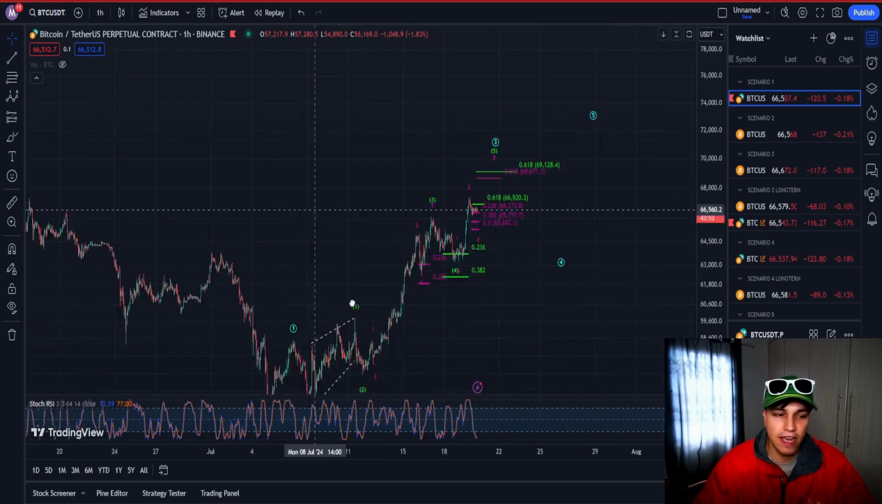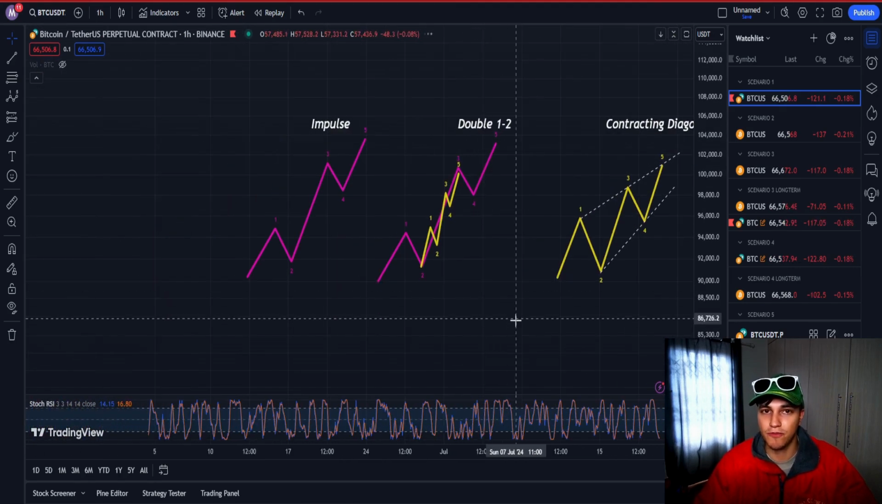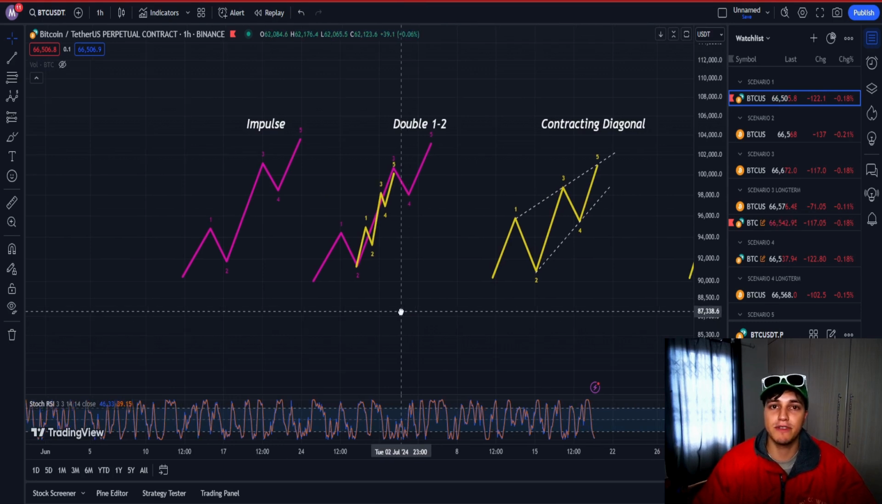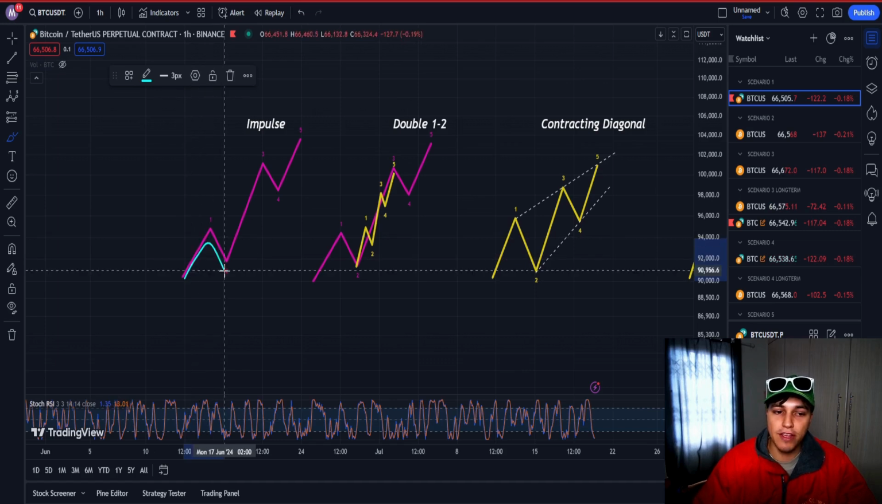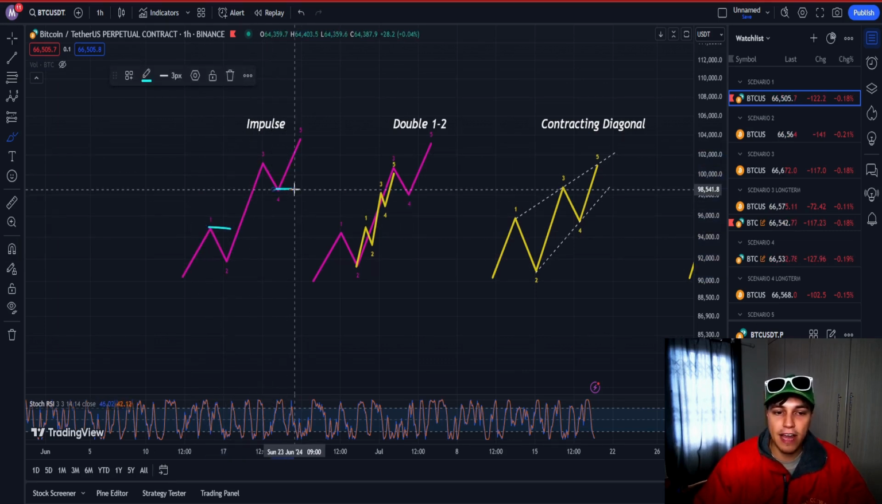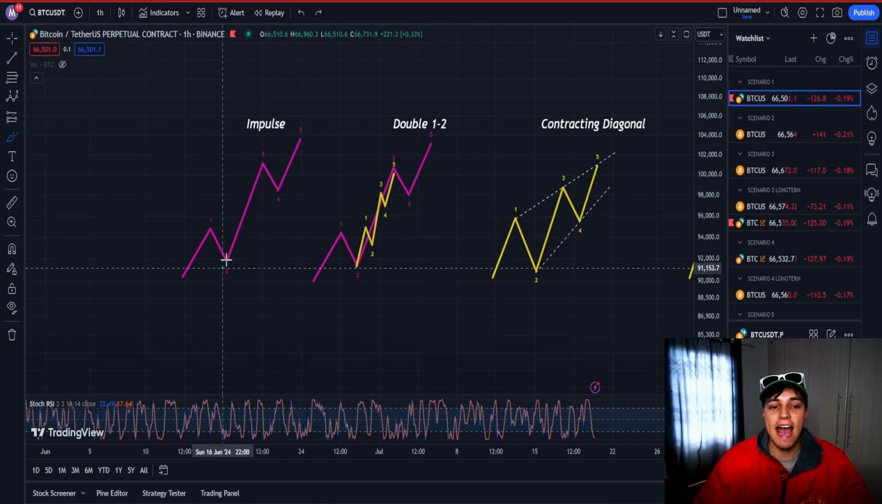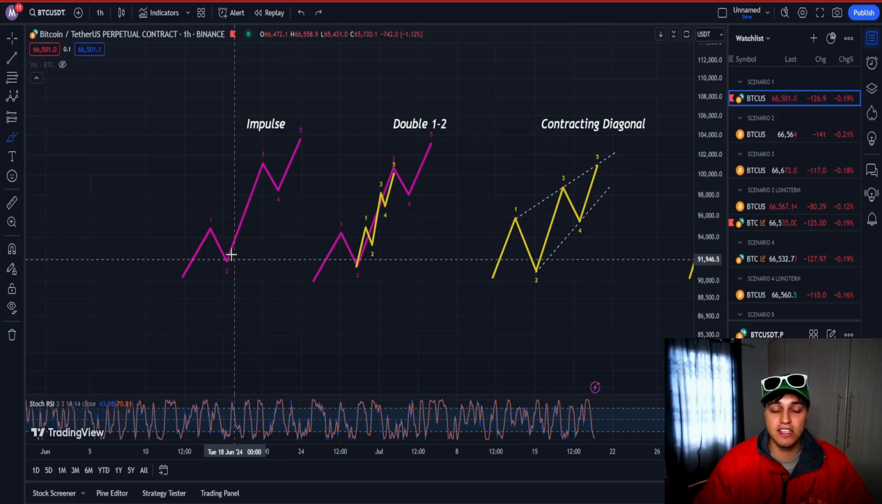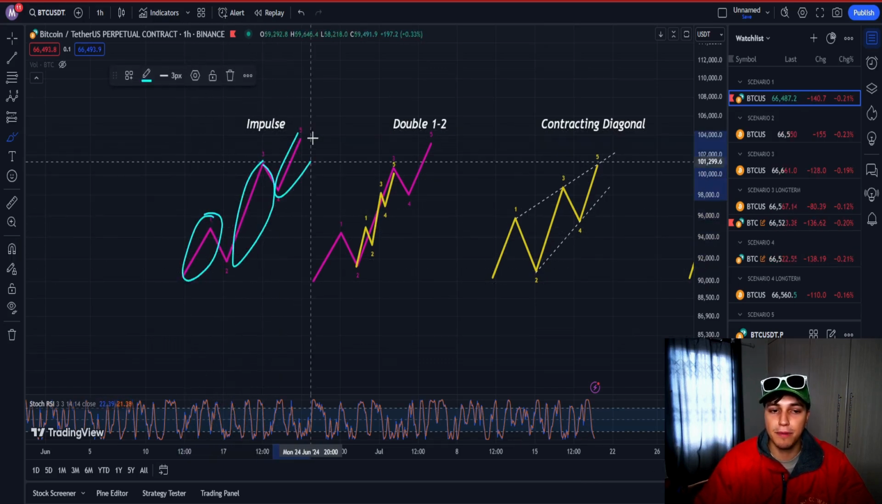So let me just quickly explain to you guys how an impulse works. You get 4 different types of impulses. You either have a general impulse where you have a 5-wave structure up, where wave 1 and wave 4 do not overlap in price action, and the third wave is the longest wave of the 3 moves up.